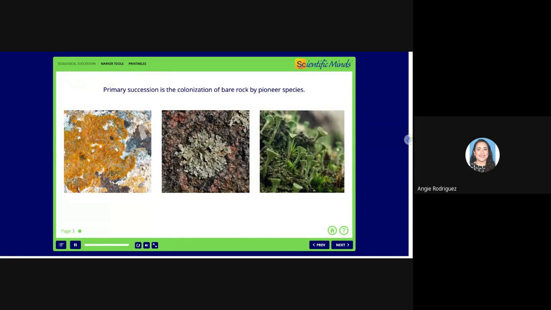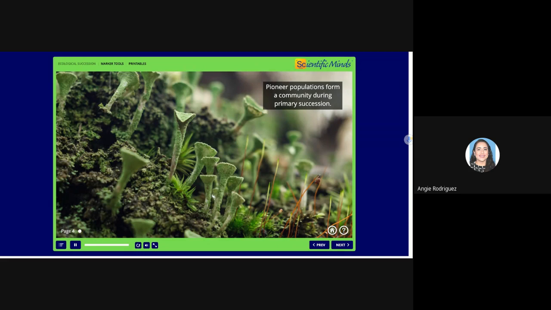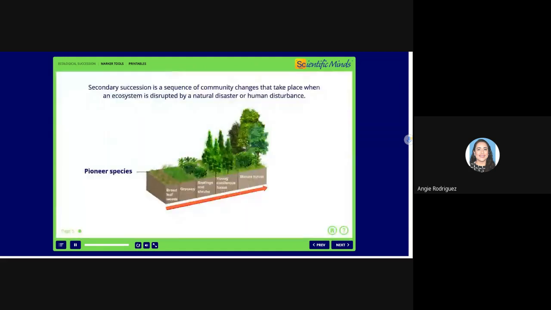Primary succession is the colonization of bare rock by pioneer species. Pioneer species are generally autotrophs that are able to survive in harsh environmental conditions. Pioneer populations form a community during primary succession. These organisms modify the microenvironment surrounding them, changing the biotic and abiotic factors of the ecosystem. Secondary succession is a sequence of community changes that take place when an ecosystem is disrupted by a natural disaster or human disturbance. This type of succession occurs where soil is already in place.